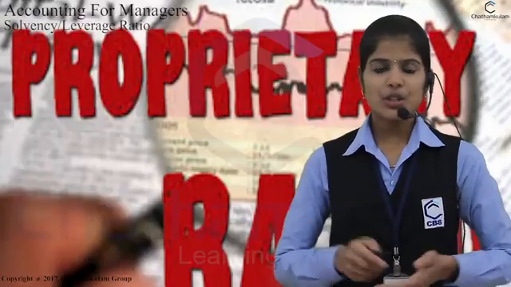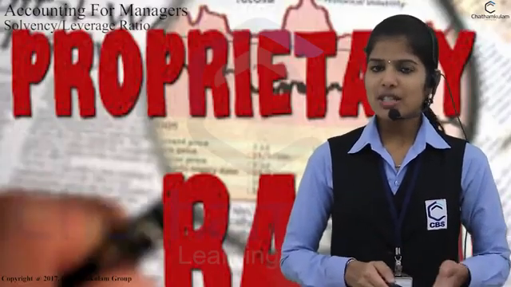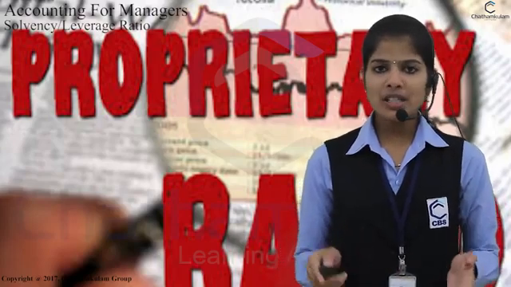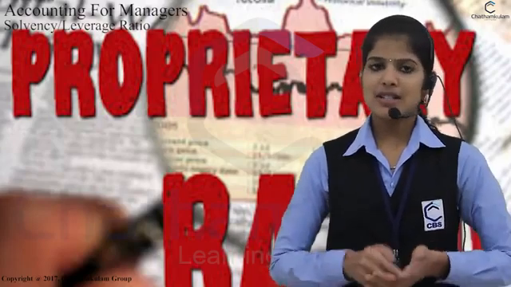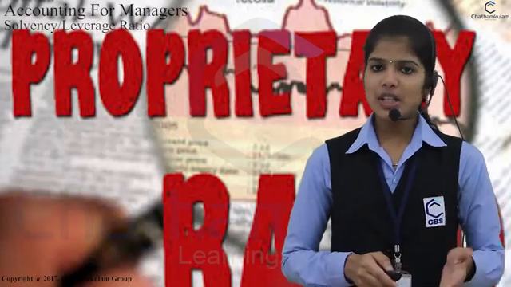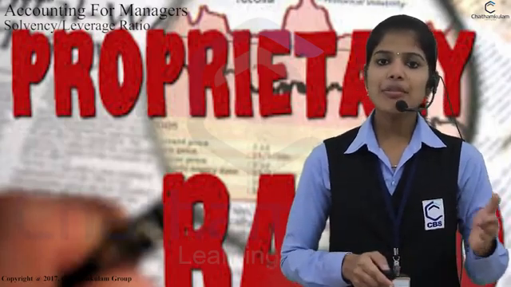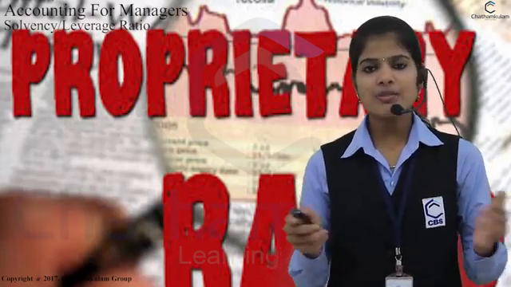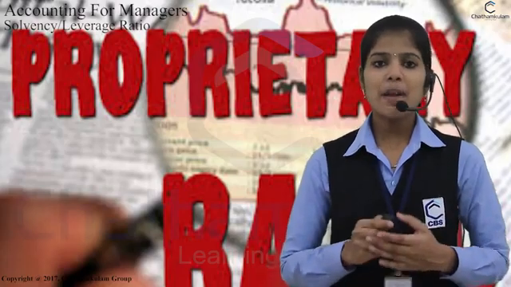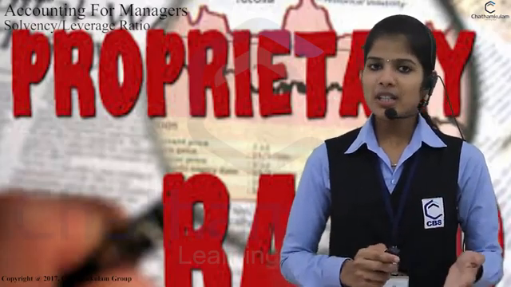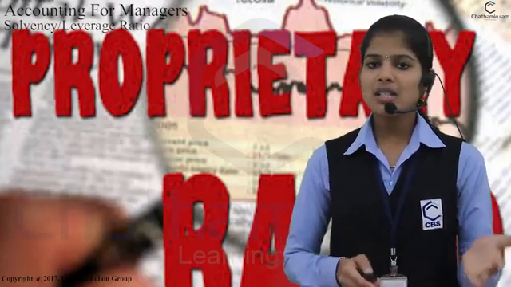Next, the proprietary ratio. This ratio establishes the relationship between proprietor's funds and the total tangible assets. The ratio is of particular importance to the creditors, who can find out the proportion of shareholders' funds in the capital assets employed in the business. The proprietary ratio is calculated by proprietor's funds divided by total assets.